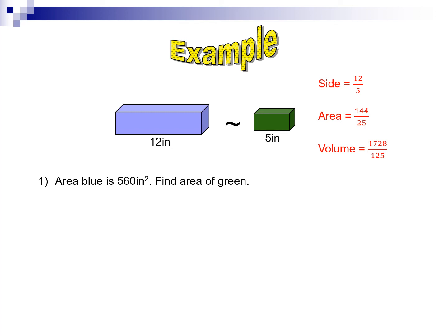All right, of those three ratios, the one that you're going to use is the area one. There's the setup. The 144 over 25, that's the area. And then the 560 to x. Cross multiply and solve for the x. You should get about 97.222 inches squared.